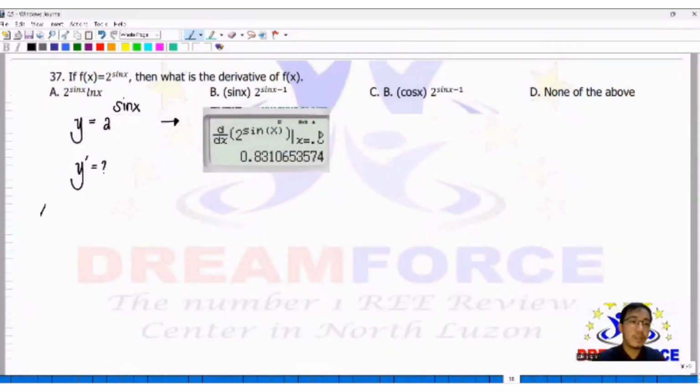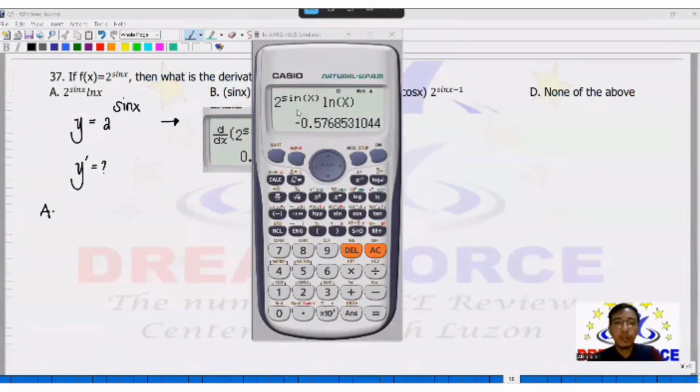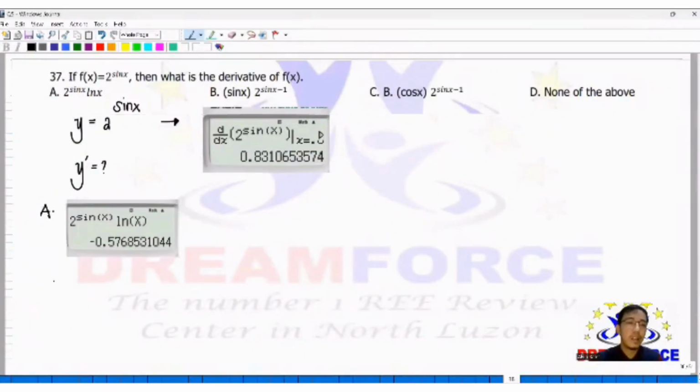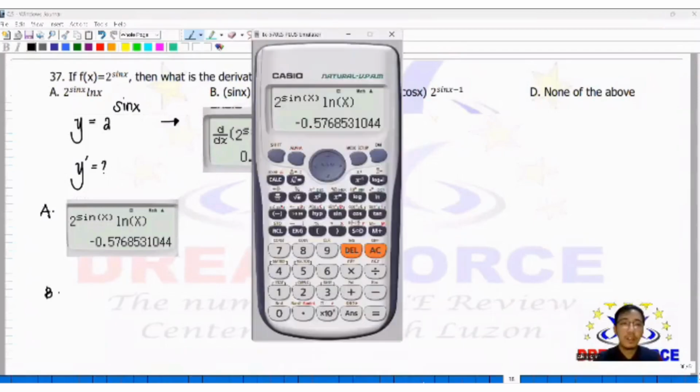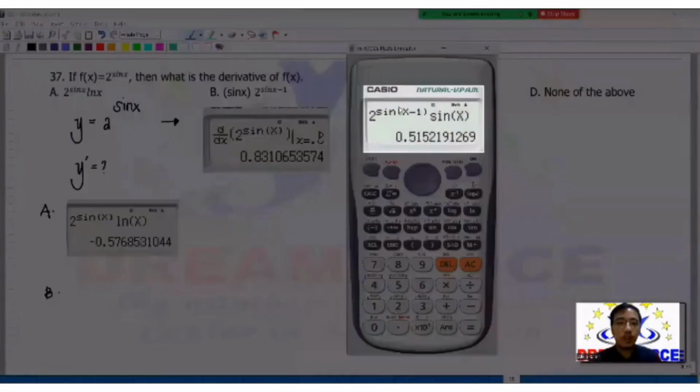Okay, next, i-try natin yung mga choices. Ika-calc natin sila. So, letter A is 2 raised to sine of x multiplied by ln of x. Calc, 0.69. So, ito yung lumabas. So, mali na agad sa letter A. Let's try letter B. So, sine x raised to sine x minus 1. Lagyan ko to ng minus 1. Palitan ko to ng sine x. Okay, calc 0.69. Mukhang mali din.